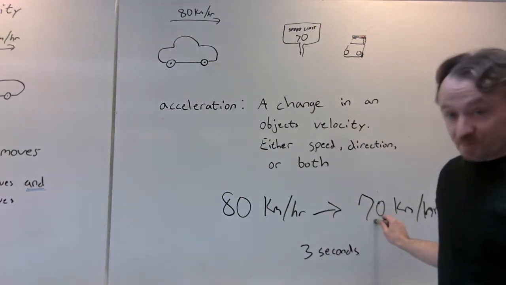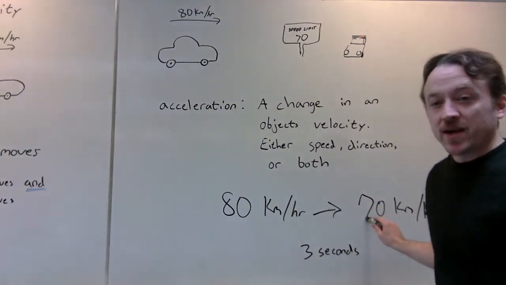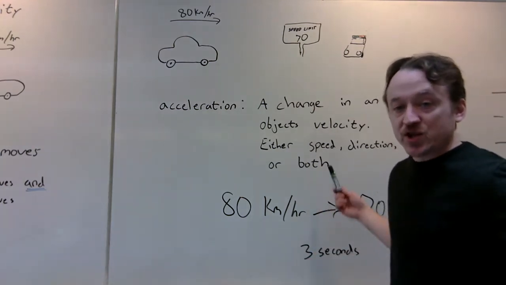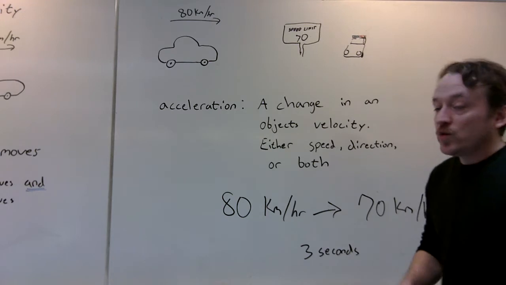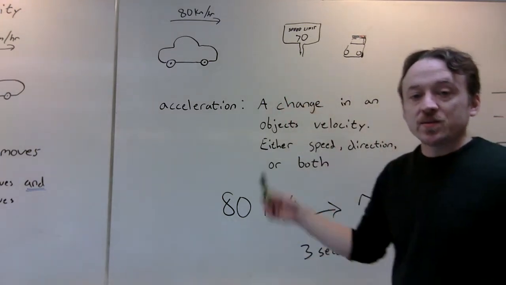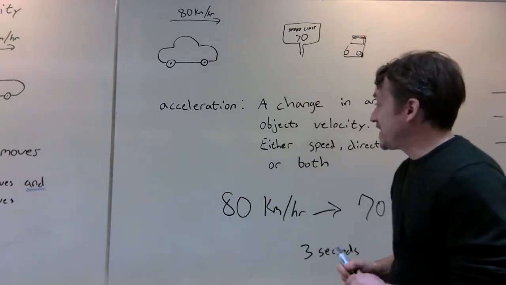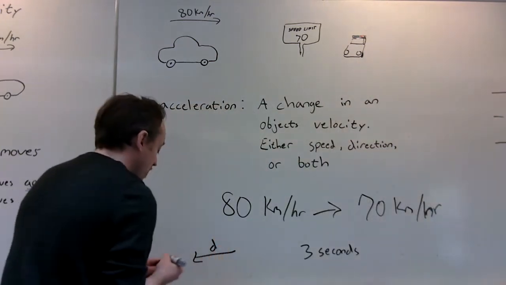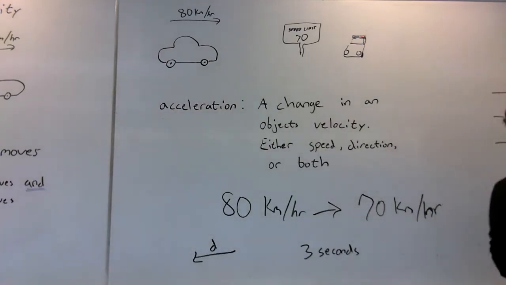So people will often use the term deceleration, which isn't actually a technically correct term. Acceleration is just a change in speed. So you might intuitively say he decelerated, but the truth is it was an acceleration, and the acceleration was in this direction. So we're going to call the acceleration A here.